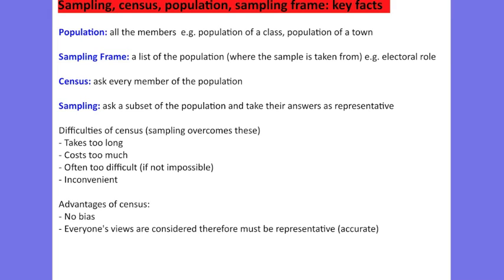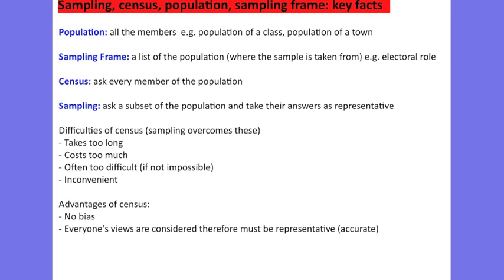Now, there are advantages and disadvantages of sampling and censuses. We need to know the difference between these two. First off, the difficulties of a census. A census takes too long. It's a timely process to ask every single person in the population. There are costs associated with a census also. Sometimes it's just too difficult to ask every single person, and in many cases impossible. Also, carrying out a census can be inconvenient.